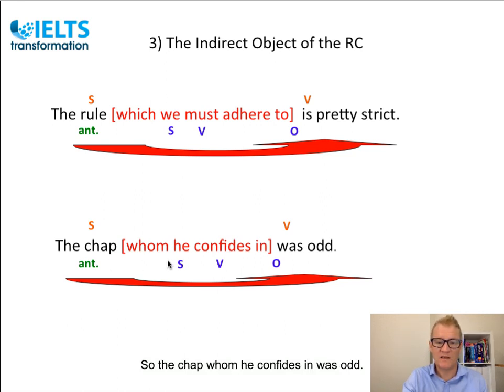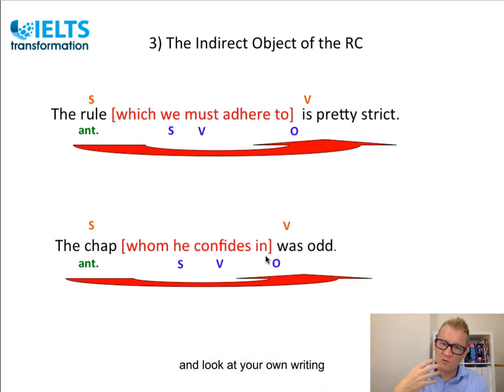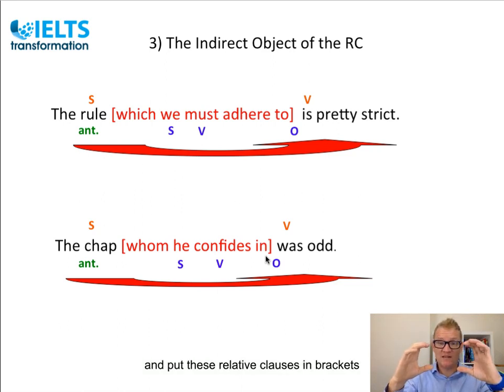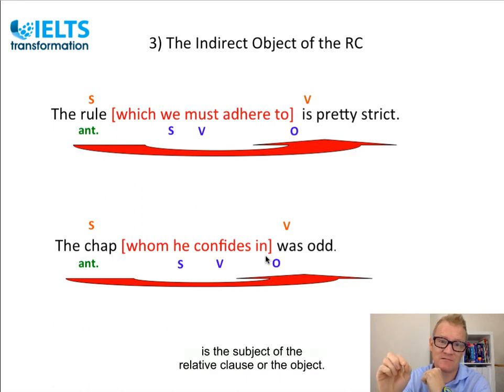So here, the antecedent is the indirect object of the relative clause, which means it's the object of the preposition in. So this can be quite complicated. You might need to watch this a couple of times and look at some more examples and look at your own writing and look at some native speaker writing and put these relative clauses in brackets and have a look to see if the antecedent is the subject of the relative clause or the object.